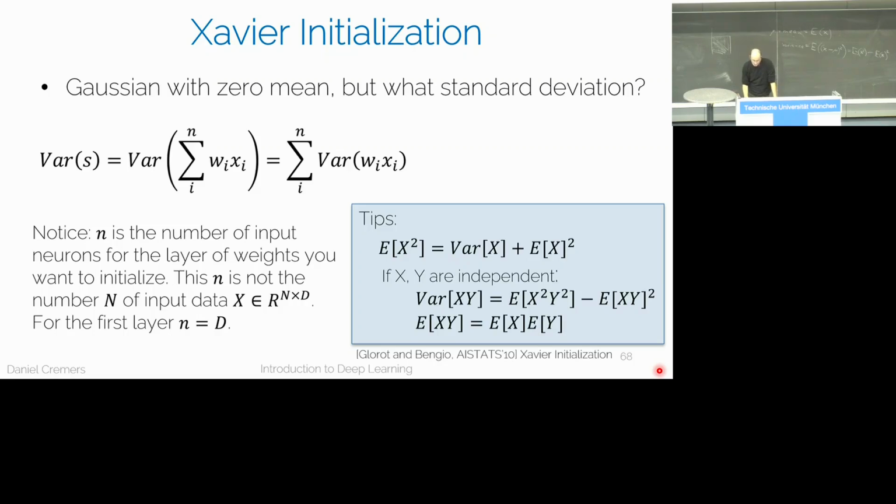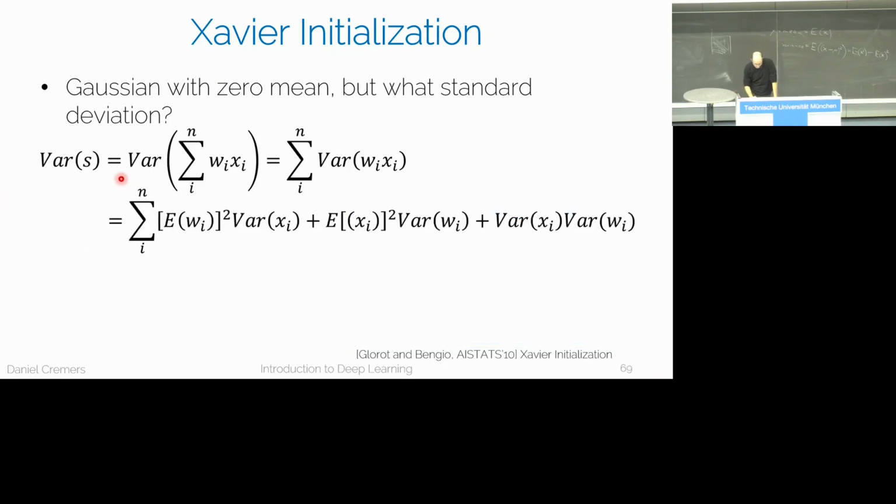And along these lines, you can derive this expression where you take the score, the sum of wi times xi, and you want to know the variance of this score. That is the input to the next activation, right? You want to make sure it has the same variance as the previous one. So you can pull the variance inside. By definition, it's linear, so you can take the sum over i of the variance of wi xi, and then with some calculation you get to this expression.